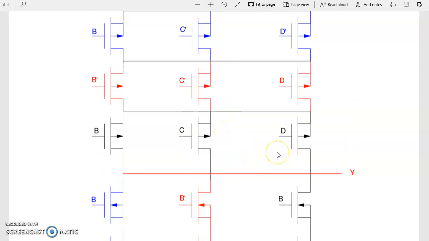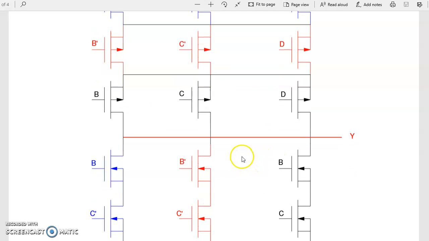That's the beauty of MOSFET, or CMOS logic. I can implement it in one shot. I don't have to use NANDs, NORs, and combination logic. One circuit will get you the answer right away.